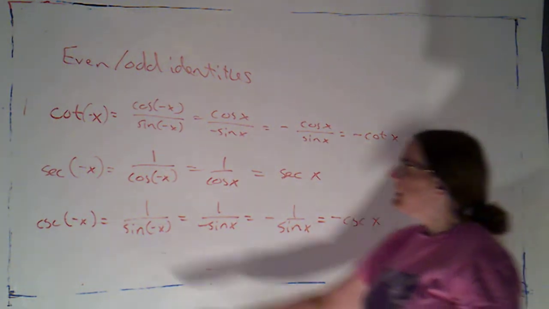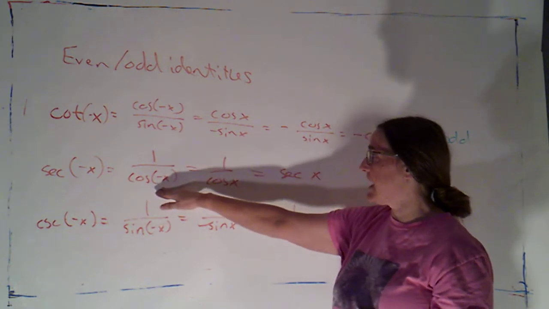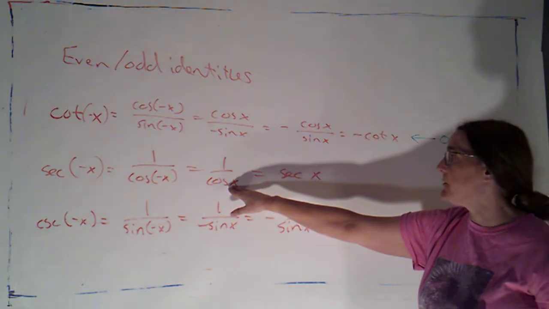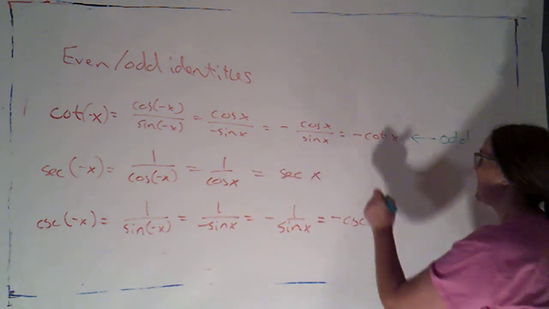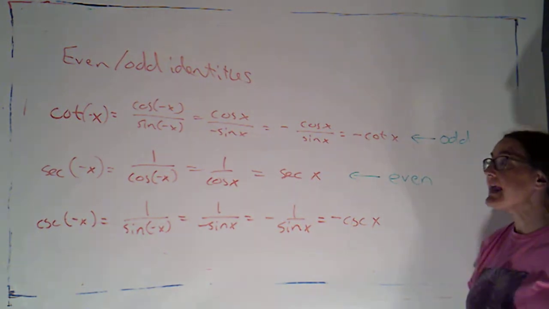Okay. Secant of negative x, that's the reciprocal of cosine of negative x. Cosine is even, so that's the same as a cosine of x on the bottom. So I get secant of x. Opposite input gave me the same output, secant is even.